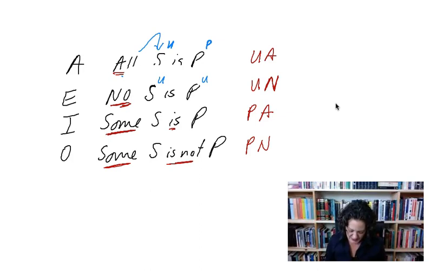And for the I statement, some S is P, this is going to be P, particular. Why? Some dogs are cute and some cute things are dogs. It does go both directions. These are interchangeable, unlike the A statement where they weren't interchangeable.